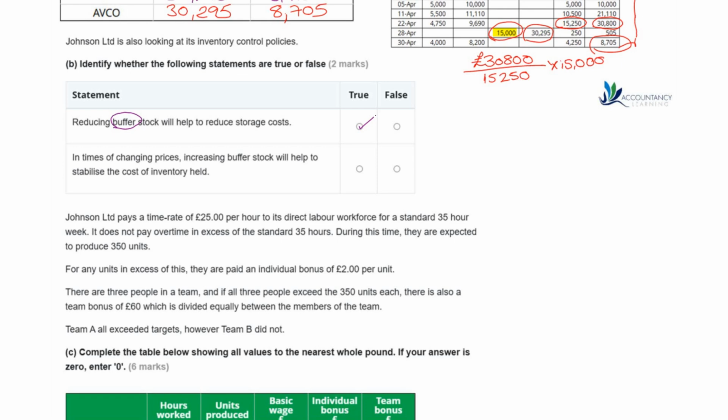In times of changing prices, increasing buffer stock will help to stabilise the cost of inventory held. So this is true as well, because when the prices are changing, if we have a higher level of buffer stock, the cost stabilises because we're not buying as much in as regularly. So by having an increased buffer stock, it will help the cost of inventory remain stable when prices are changing and fluctuating.